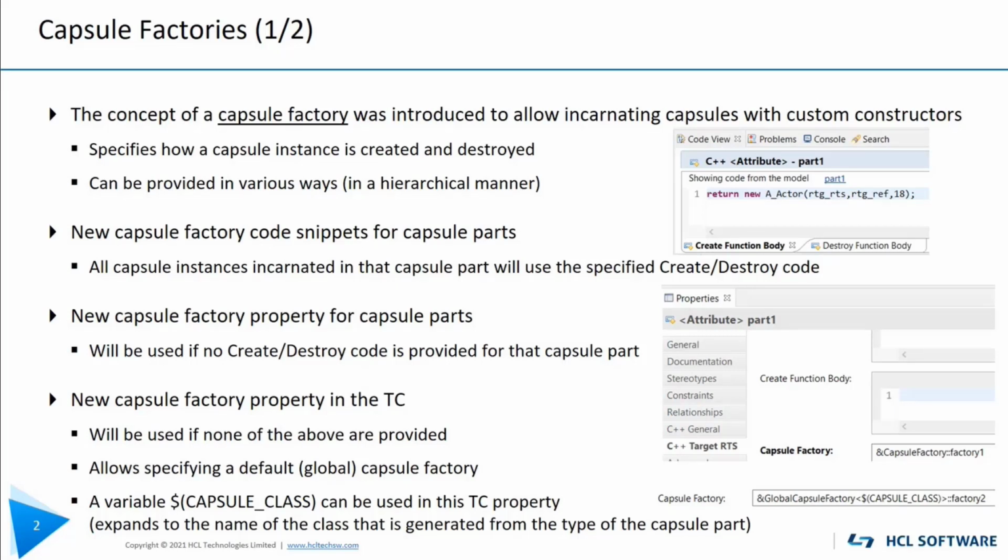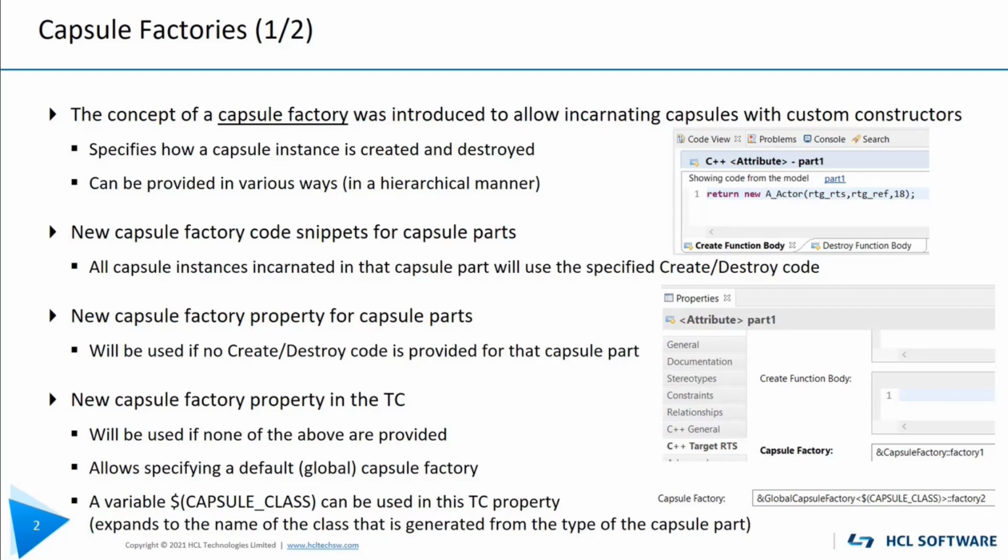You can provide a capsule factory in various ways. And if you do it in multiple ways, then there is a defined priority for which one to pick. So it's kind of a hierarchical manner. The simplest, and what I used in the demo you just saw, is to write a create function body on the capsule part. That is a new code snippet that we have introduced. There is also a destroy function body, but that one we don't need to specify in this case, because by default we will use the regular delete operator for deleting the capsule instance.